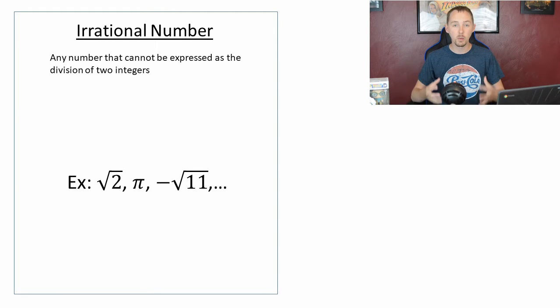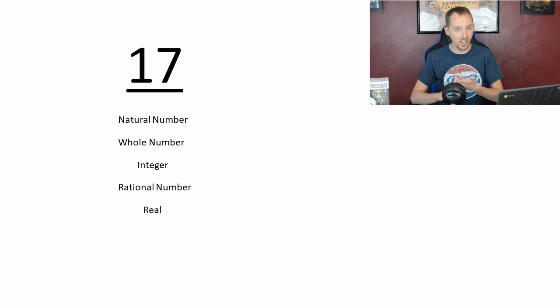To summarize, numbers can have more than one type of classification. If we take the number 17, for example, 17 is a natural number because you can count to 17. Well, because it's in the natural category, that means it's also in the whole number category. And if it's in the whole number category, it means it's in the integers category, which also means it's a rational number, which also means it's a real number.